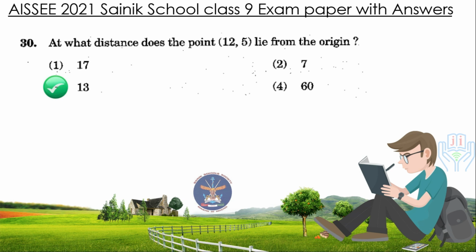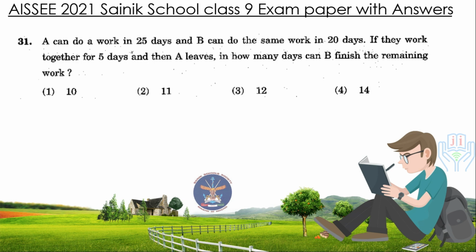Answer 13. A can do a work in 25 days and B can do the same work in 20 days. If they work together for 5 days and then A leaves, in how many days can B finish the remaining work? Answer 11.